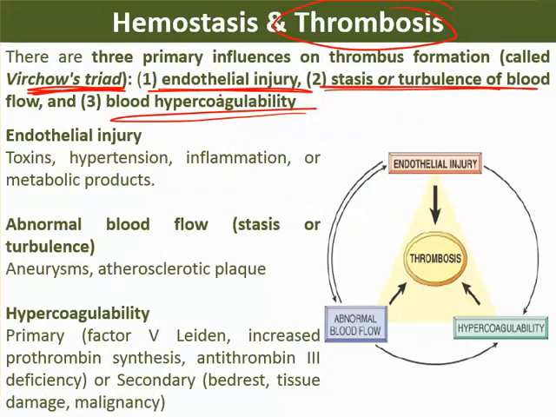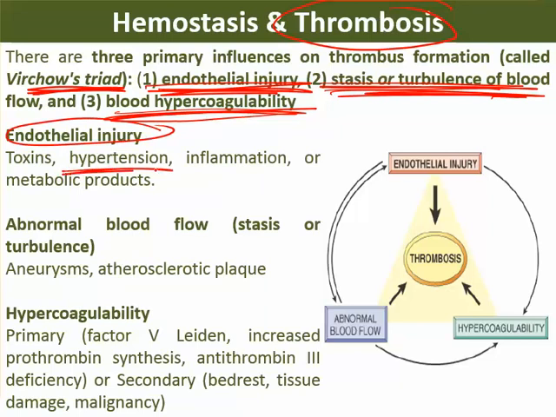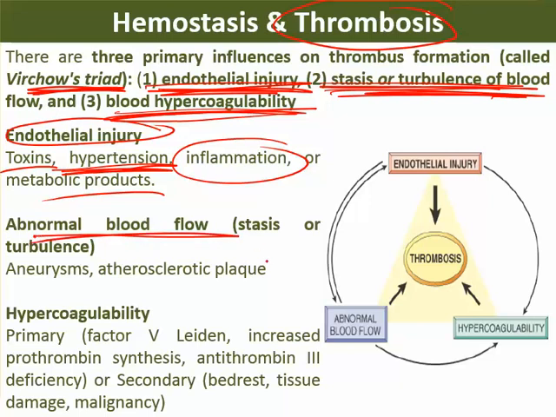handout. So these are the three reasons for thrombus formation. One is endothelial injury, alteration in the blood flow, stasis or turbulence of blood, or blood hypercoagulability. Endothelial injury can happen in hypertension, because if there is more pressure in the blood, then that can damage the blood vessel wall. So in hypertension, or in inflammation, or in toxins or metabolic products. Abnormal blood flow happens, I told one example, atherosclerosis. One example is enough.